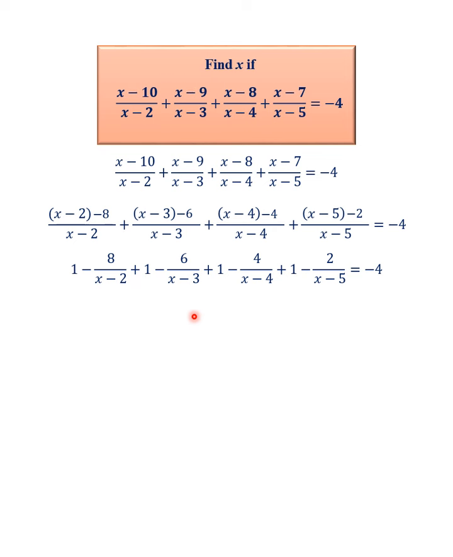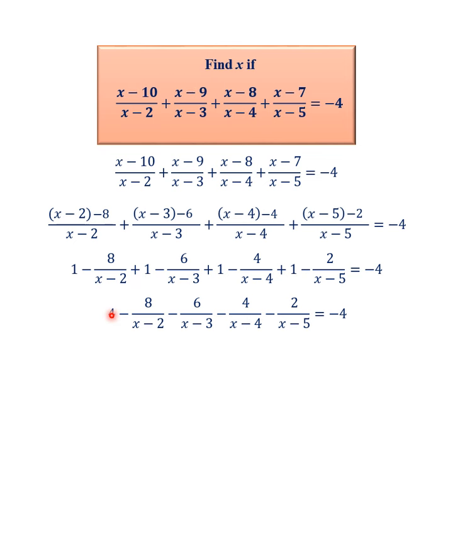Moving on. At this point, let's add 1 plus 1 plus 1 plus 1, which will give us 4. So we have 4, and we'll be left with minus 8 all over x minus 2, minus 6 all over x minus 3, minus 4 all over x minus 4, minus 2 all over x minus 5, because we've taken 1 plus 1 plus 1 plus 1 to give us 4, so we drop every other thing with their negative signs. Everything is equal to negative 4.